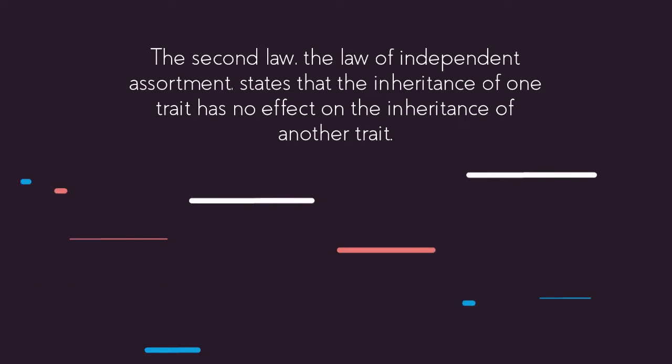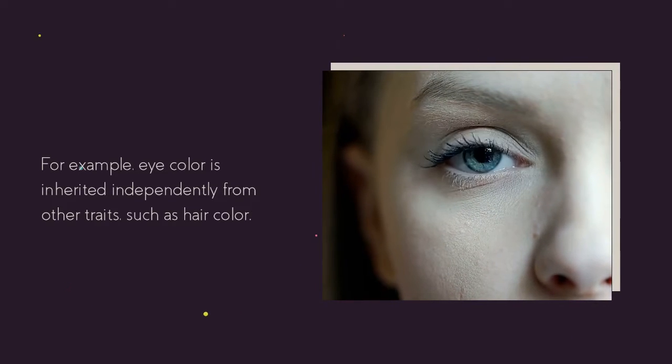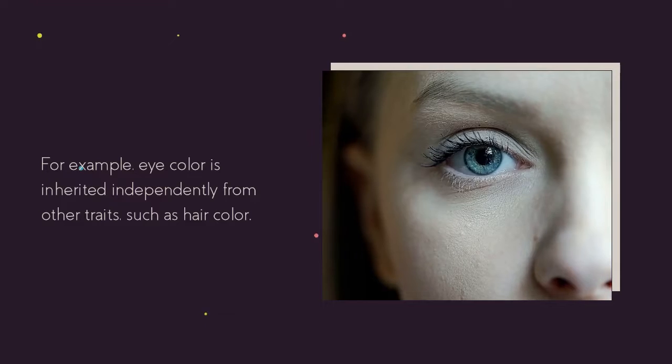The second law, the law of independent assortment, states that the inheritance of one trait has no effect on the inheritance of another trait. For example, eye color is inherited independently from other traits, such as hair color.